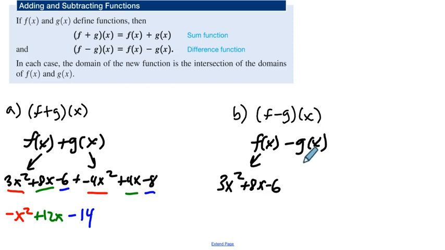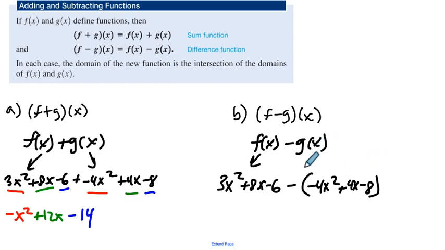Now check this out though. We're going to subtract the entire thing of g of x, and that's where one tricky part comes in. You got to remember that we're subtracting everything. Well, what is g of x? G of x is this whole thing. It's the negative 4x squared plus 4x minus 8.